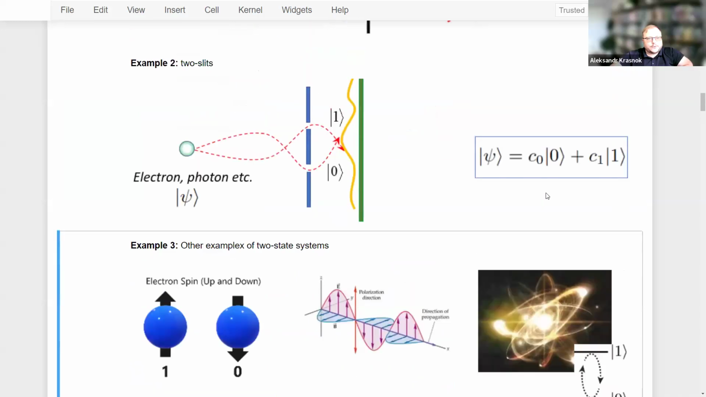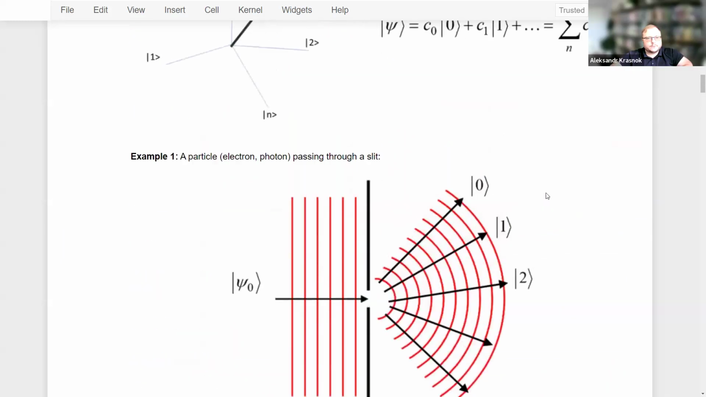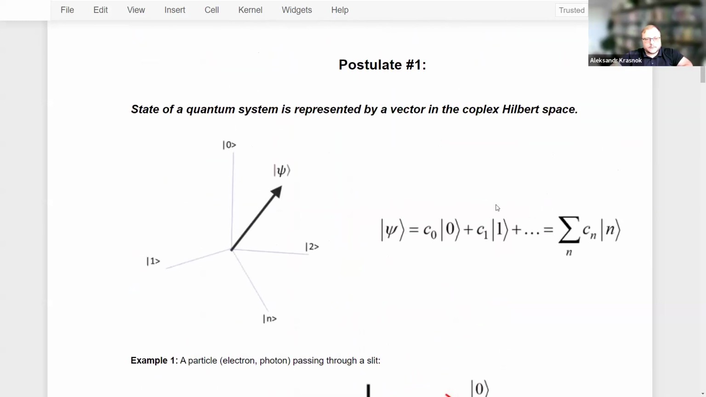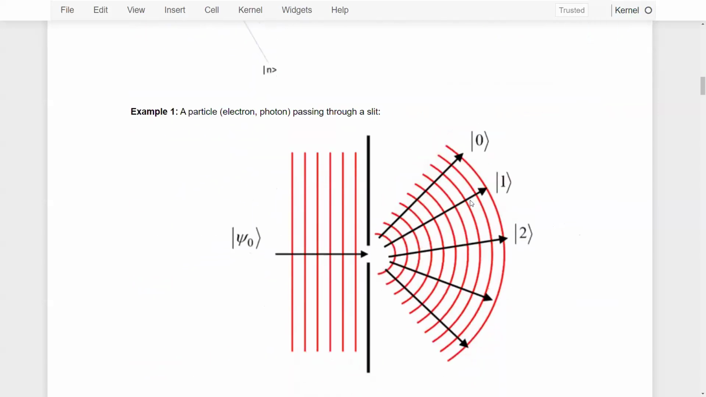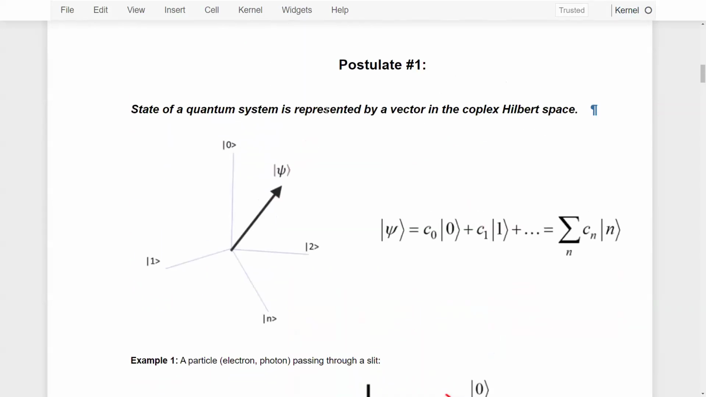All right, do you have any questions regarding this postulate one? No. Still, it's pretty important to understand the meaning of this statement.